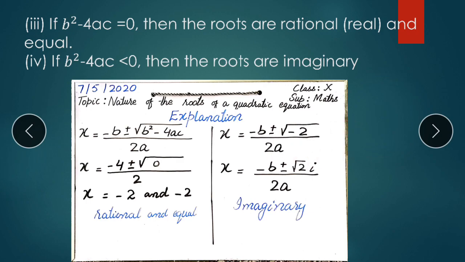So of course, when the discriminant inside the square root is negative, the roots will be what? Imaginary. These examples are self-made in order to explain these statements. So here it is verified that the nature of the roots depends on the discriminant. We are not finding the actual answers, we are just finding the types of the roots.